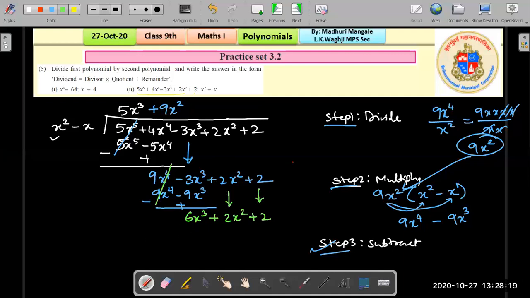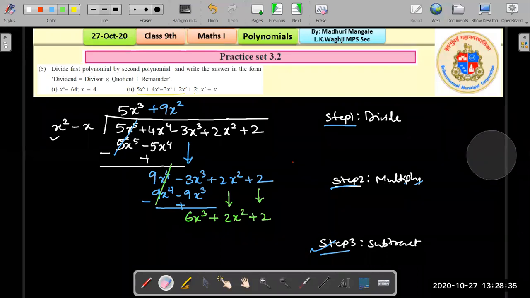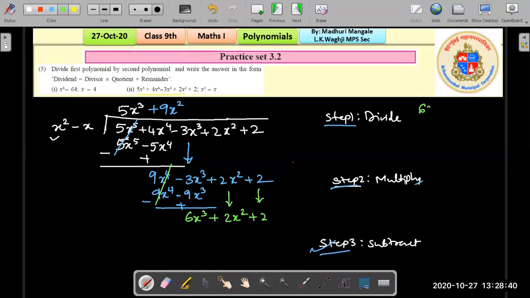Still we see that the degree of the first term here is greater than the degree of the divisor. Therefore, we can continue with the division. Okay. So we again continue with those three steps. The first step will be to divide the first term by the first term. So that is 6x cubed divided by x squared. And what do we get? x squared will get crossed out from x cubed. We are left with just one x, so that would be 6x.